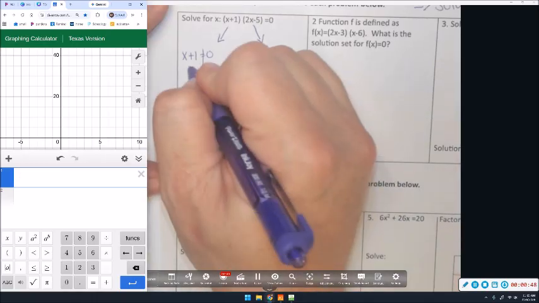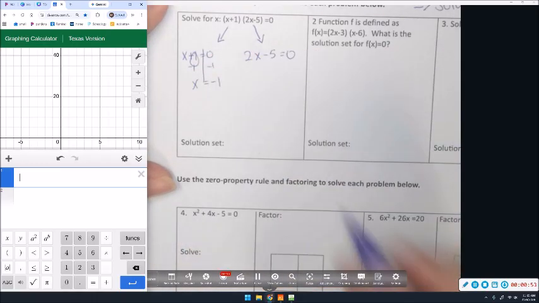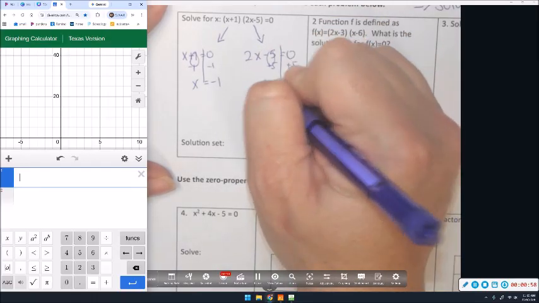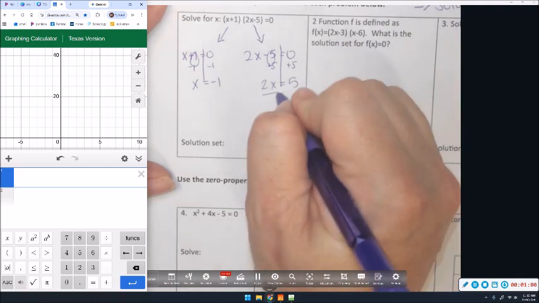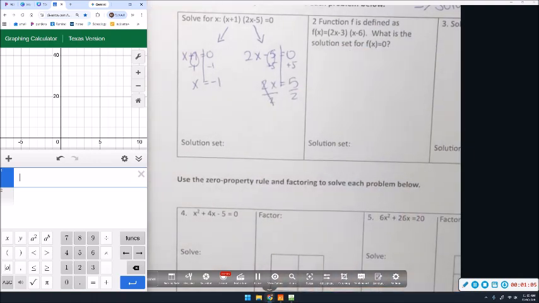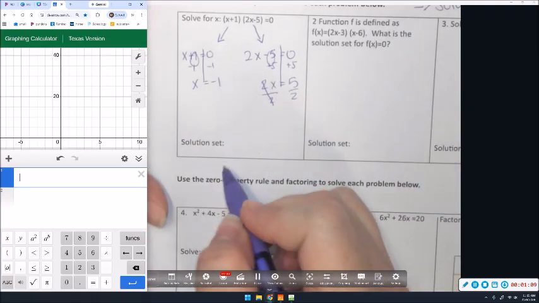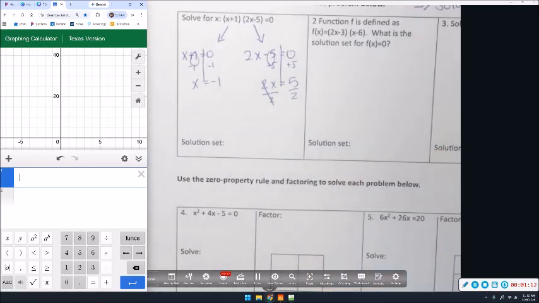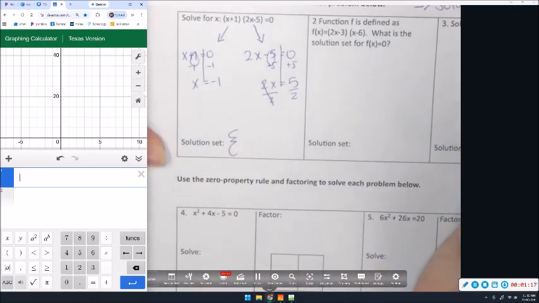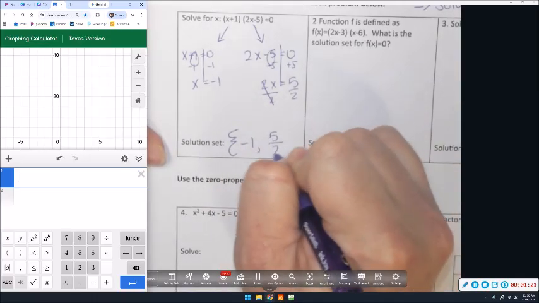So we're solving for x, so minus 1, x equals negative 1, plus 5, and then divide both sides by 2. Oh, and the way we're writing our answers, we call this a solution set. It's just a set of your solutions, right? You're going to use fancy brackets. They're actually called braces, and you should write them least to greatest. So negative 1, 5 over 2.